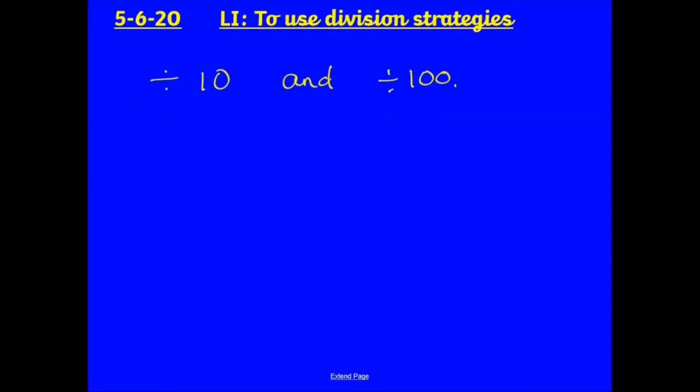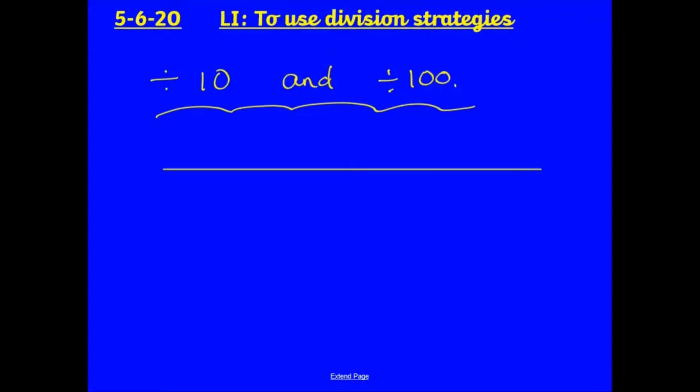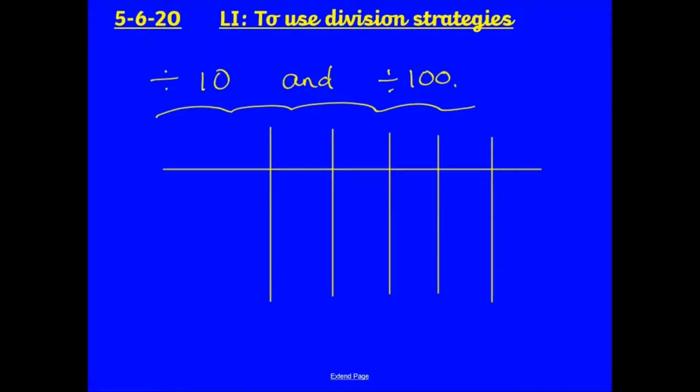Now then, first question here is going to be looking at dividing by 10 and dividing by 100. Now this is where our place value is going to come in. So I'm just going to quickly draw out a very quick table for my place value units. So I've got that across there. So dividing by 10 and 100. So very quick table here.